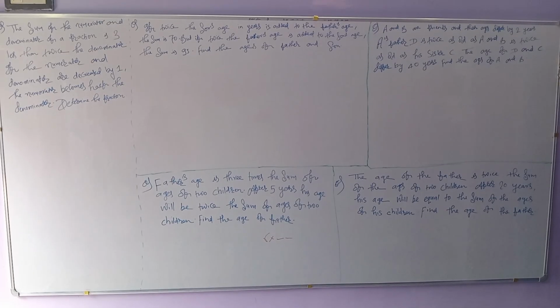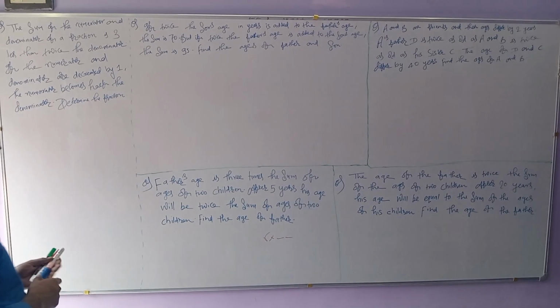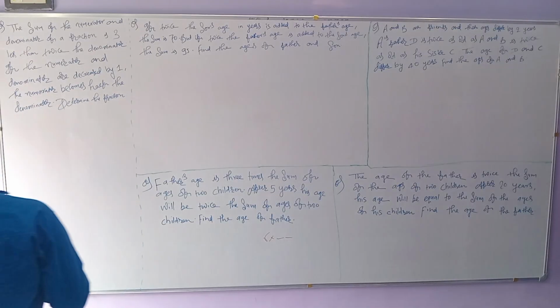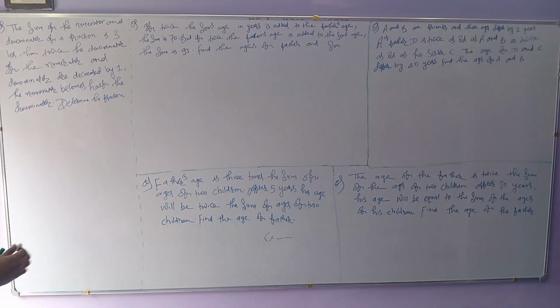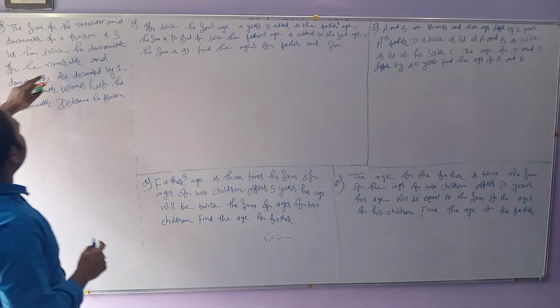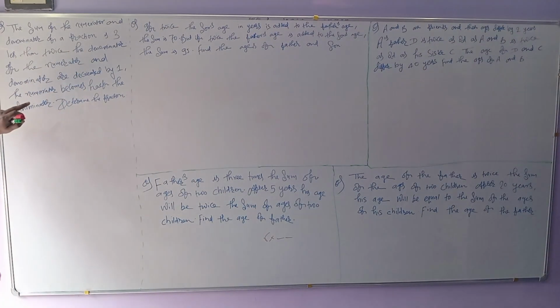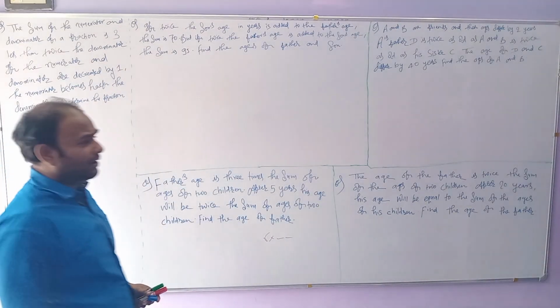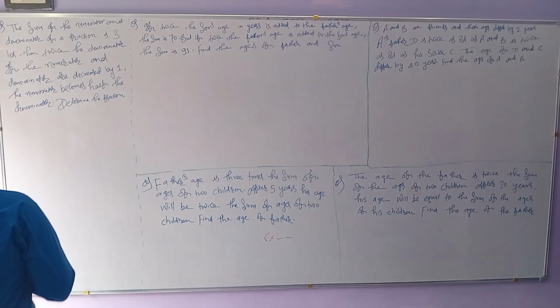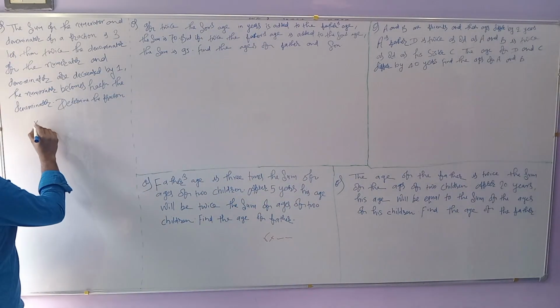Today we discuss four questions. The first one is: the sum of the numerator and denominator of a fraction is 3 less than twice the denominator. If the numerator and denominator are decreased by 1, the numerator becomes half of the denominator. Determine the fraction. Let the fraction be x and y.